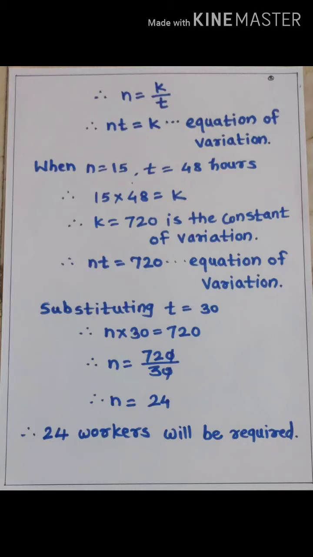Now substitute the value of t as 30 in the above equation. n multiplied by 30 is equal to 720. Therefore, n is equal to 720 divided by 30. n is equal to 24. So, 24 workers will be required.